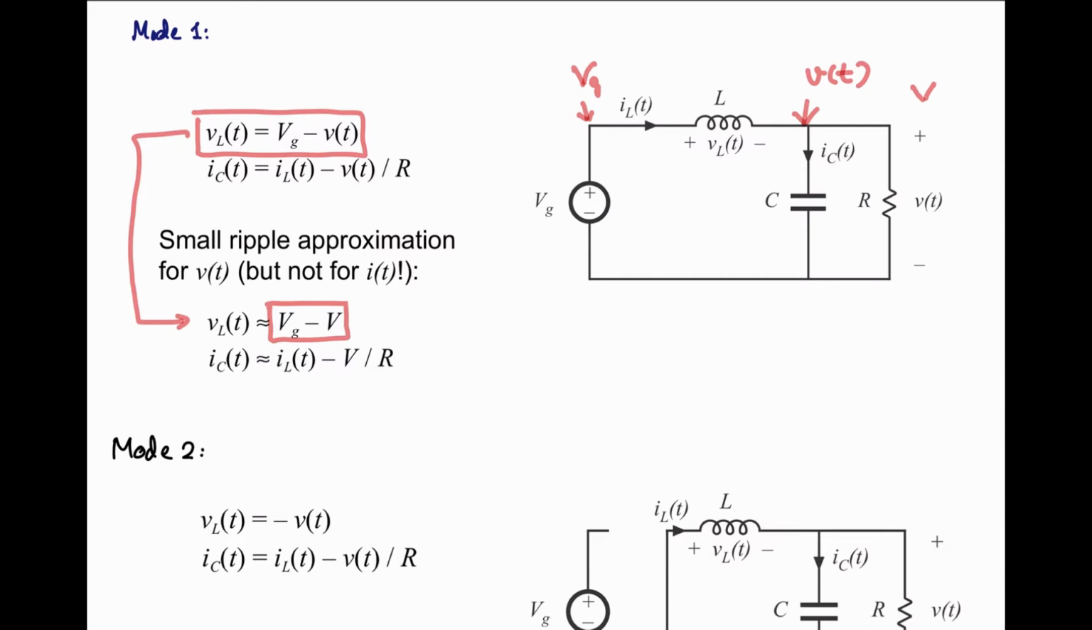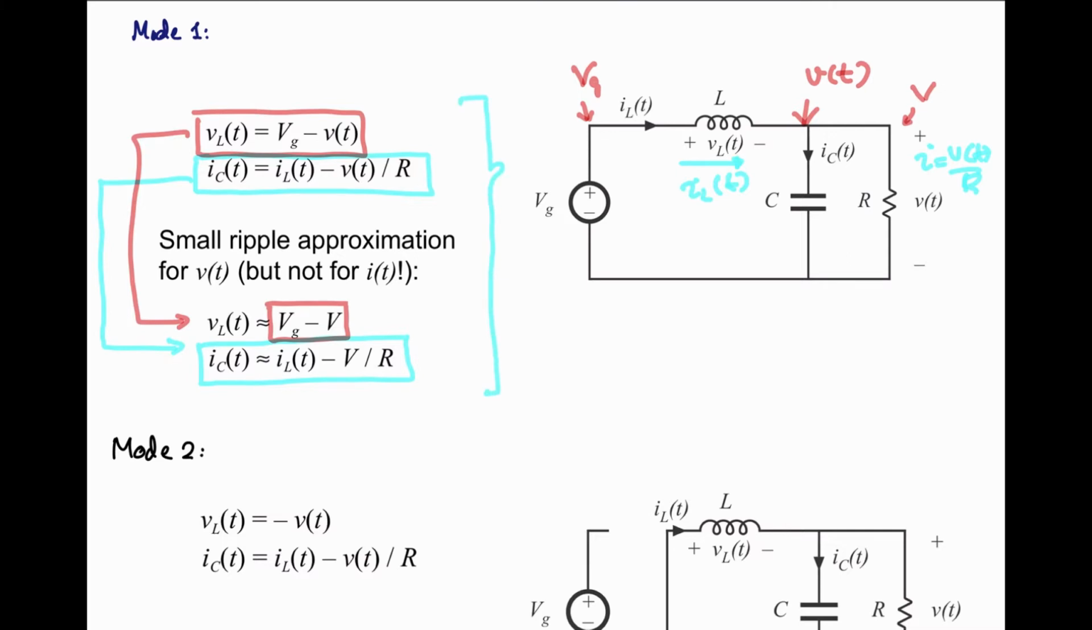Similarly, the capacitor current will be equal to the inductor current i_L(t) minus the load current, and the load current is v(t) by R. This is the equation for the capacitor current, and again applying the small ripple approximation, we can write it in terms of average values: i_C(t) is equal to the inductor current I minus V by R, where V is the average load voltage. So for the first mode of operation, we have written the inductor voltage and the capacitor current equations.